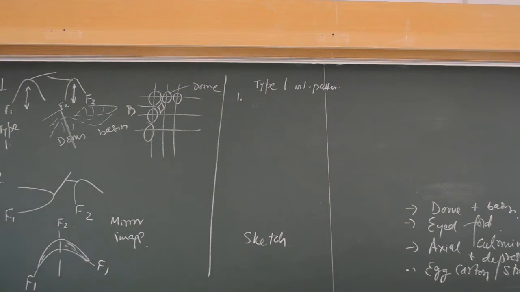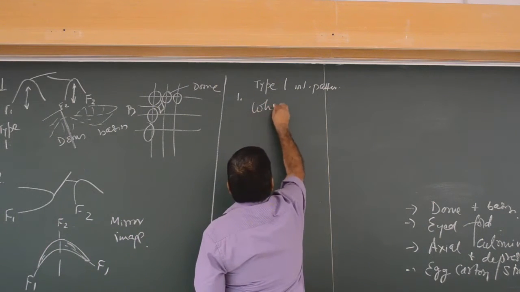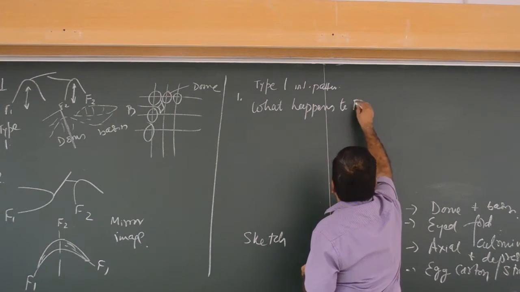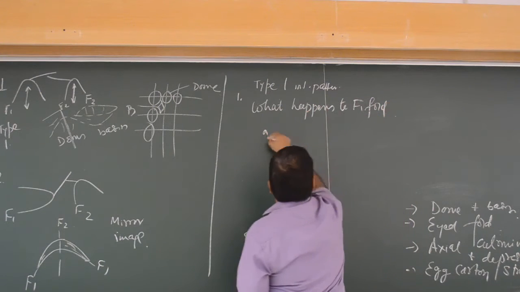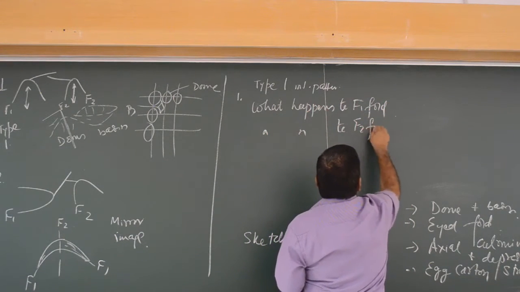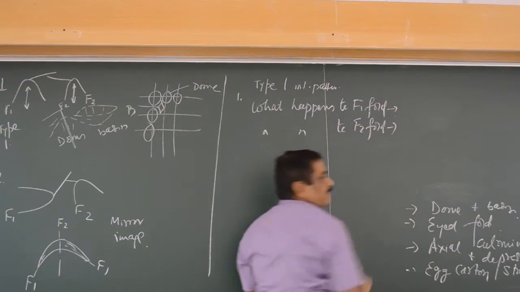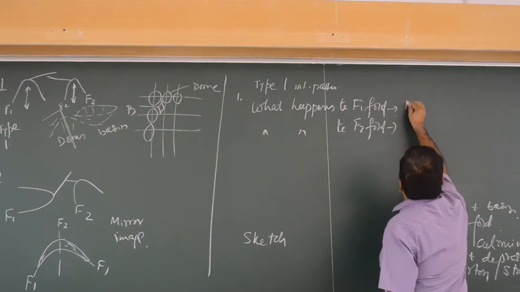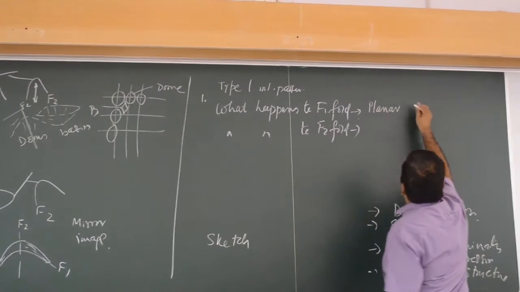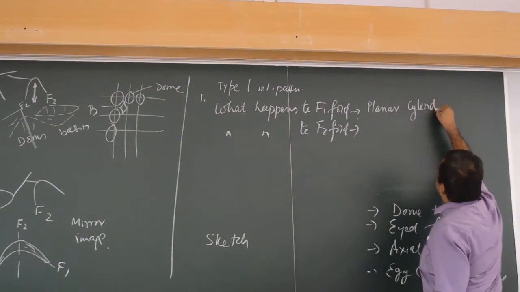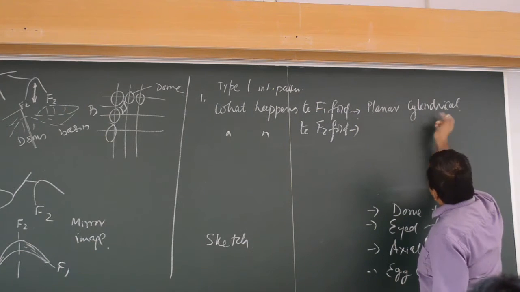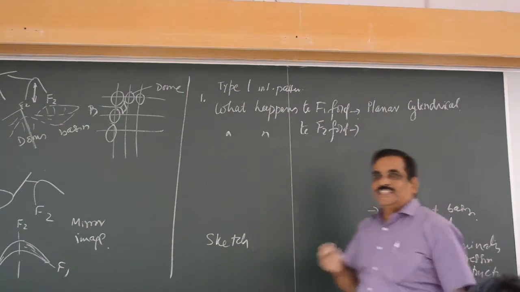After the interference pattern is produced, the question will come: what happens to the F1 fold in the product? What happens to the F2 fold? The present state of the F1 fold and the present state of the F2 fold. Your answer should be: is the F1 fold planar, cylindrical? Planar non-cylindrical? Non-planar cylindrical? This we have to answer.